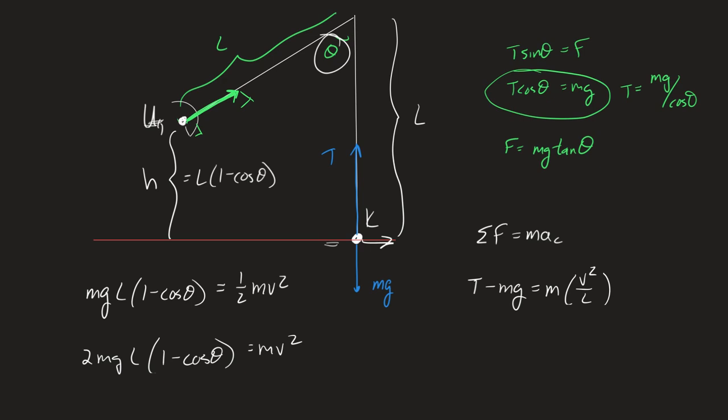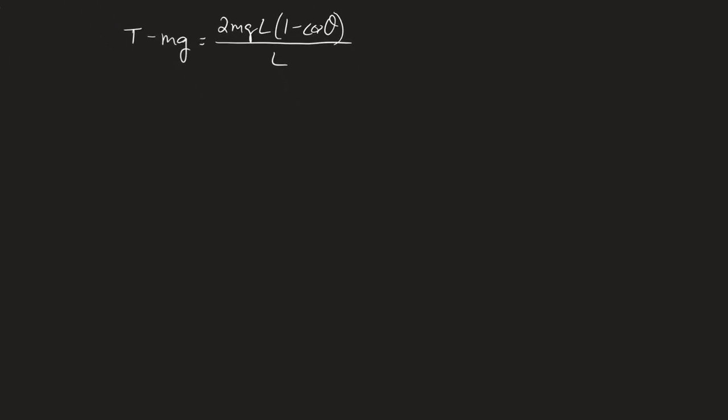All righty. This is a bear of a question, isn't it? Compared to A and B, part C is just brutal. T minus mg equals 2 mgl times 1 minus cosine theta, all divided by L. You might feel as though you could stop here, but remember, you're supposed to be solving for T. So we still have to do algebra, but that's the heavy lifting, wouldn't you say? And that's all the hard work. Everything else is algebra. It does clean up rather nicely.